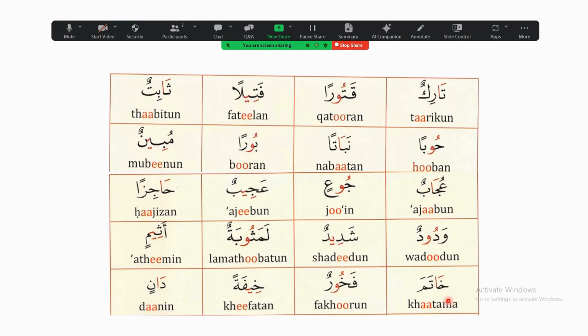khatama, khatama, kha is stretched for two counts because of alif madda. Khatama, fakhurun, fakhurun, khu is stretched for two counts because of waw madda. And khifatan, khifatan, ya madda in khi. And danin, da for two counts, alif madda here. Danin.